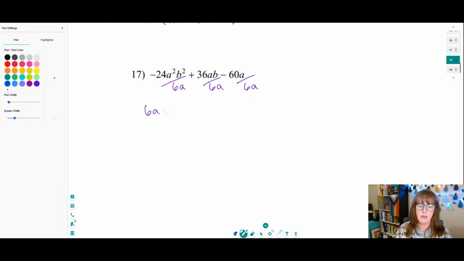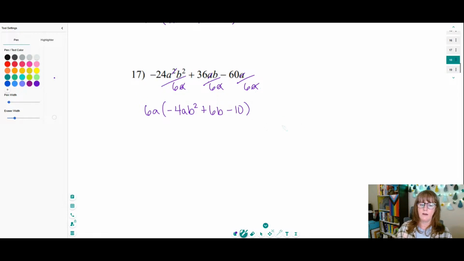So we've got 6a on the outside. Negative 24 divided by 6 is going to give us negative 4. And then a squared divided by a, that's going to get rid of one of those a's. B squared just stays with that. Plus 36 divided by 6 is 6. And those a's are going to cancel out, leaving us with just b. And then 60 divided by 6 is 10. And those a's cancel out, leaving us with just 10.